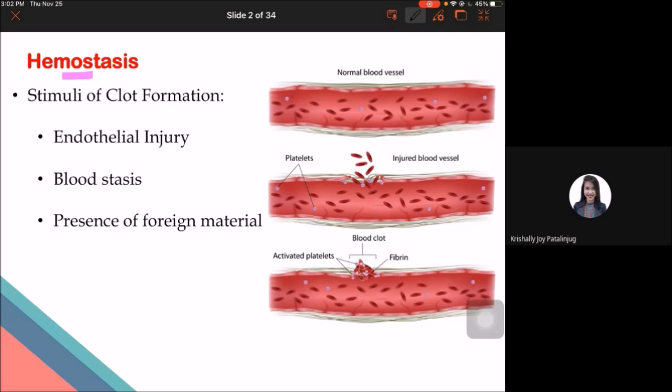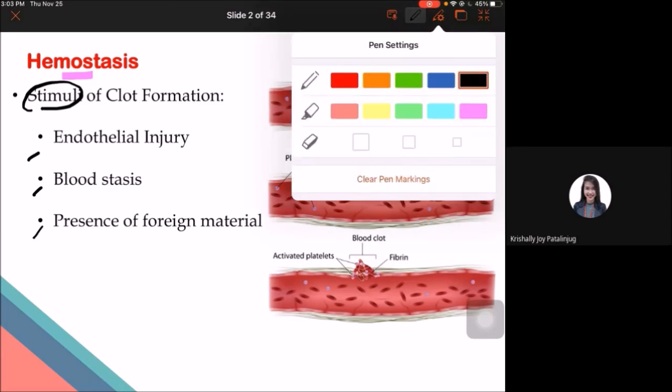Now, please bear in mind that we have different triggers, different stimuli para ma-provoke, ma-induce ang hemostasis sa katawan. These are the following triggers of clot formation. Number one is endothelial injury. Then second, we have blood stasis. And then finally, presence of foreign material inside our body. We will be discussing this individually, starting with endothelial injury. So start tayo sa first trigger.